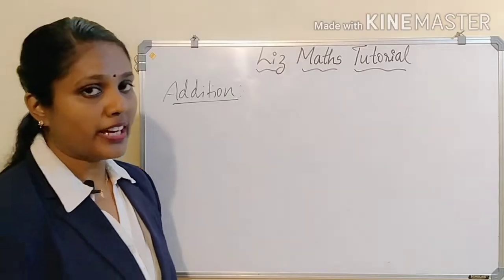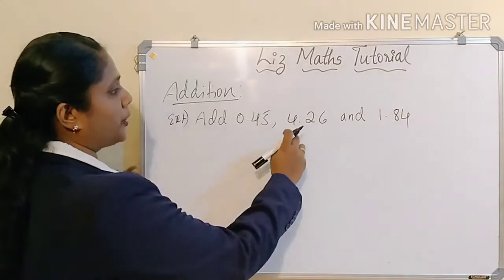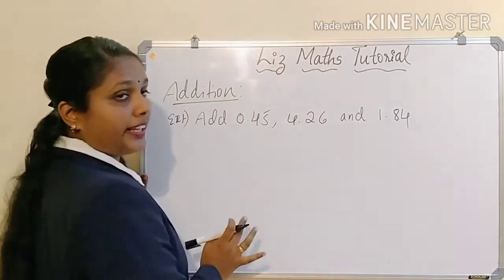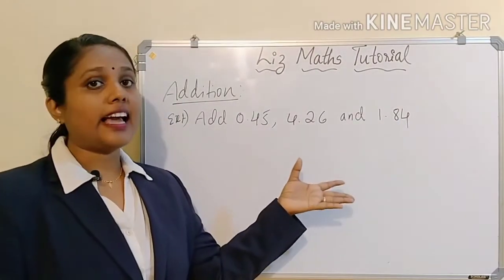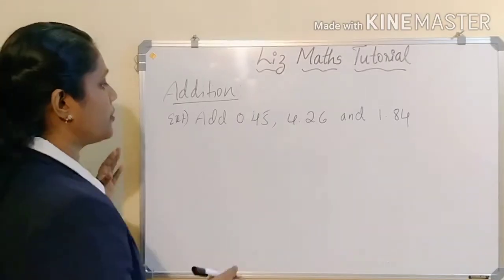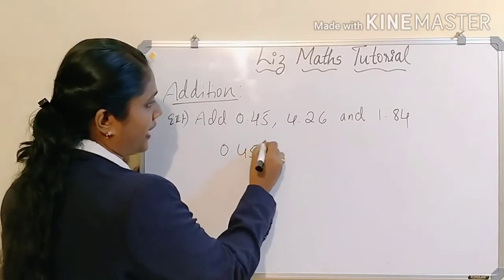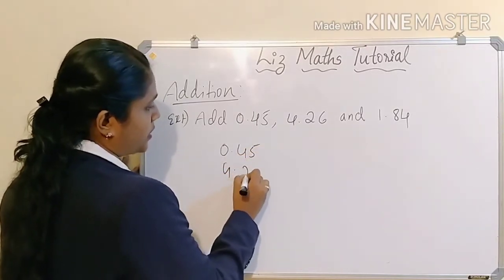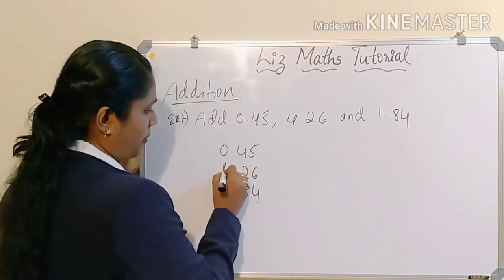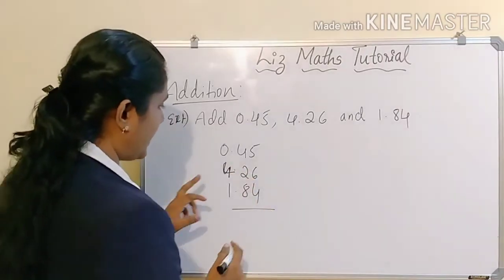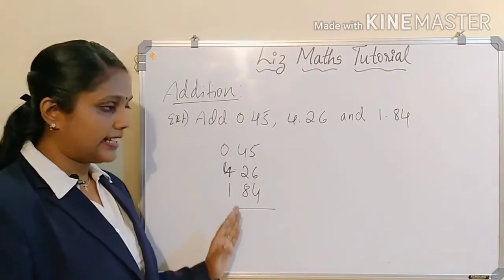The addition of decimals. Add 0.45, 4.26 and 1.84. Here you can see these all are like decimals. So no doubt you can write it in the order 0.45, 4.26 and 1.84. See here, while you are writing, you should see that you have to maintain that decimal point here in the same line.